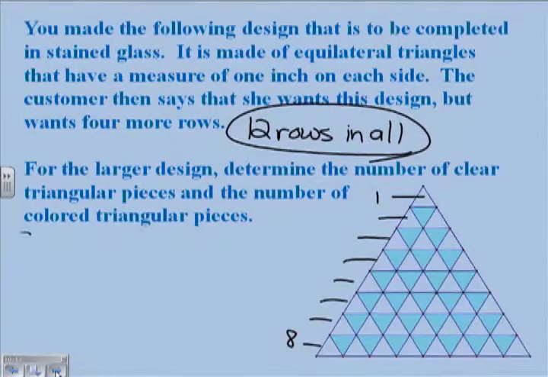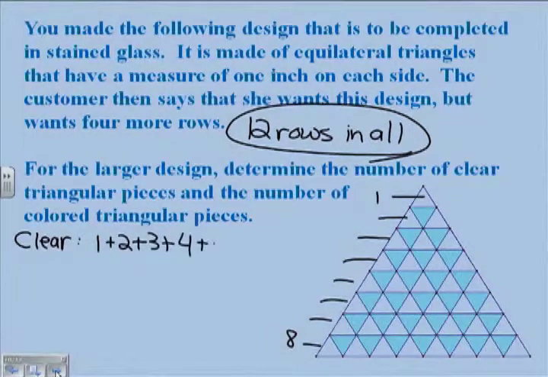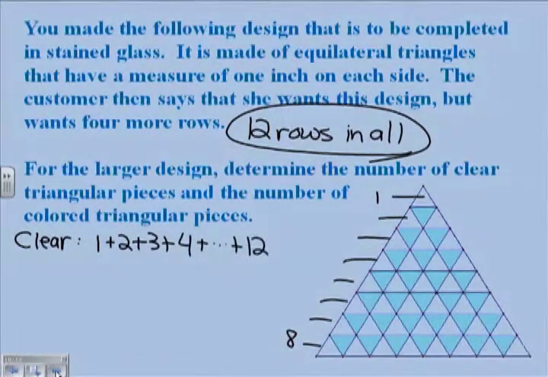So for the clear ones, in row 1, I have 1. In row 2, I have 2, right? Right here I have 2. Then I have 3. And then I have 4. Oh, well, this isn't so bad. How many am I going to have in the 12th row? I'm going to have 12.